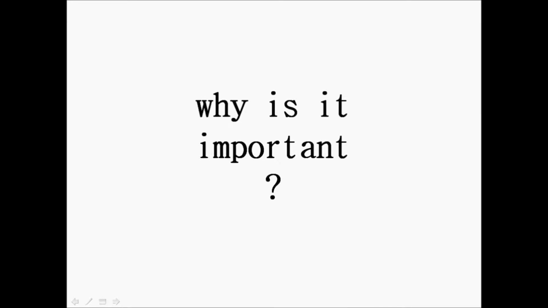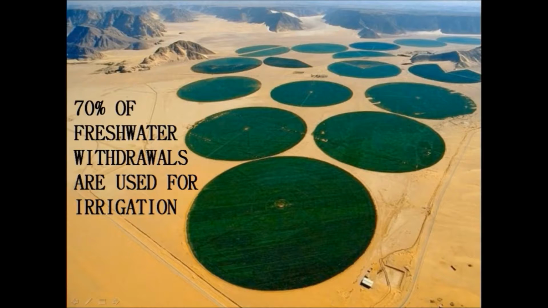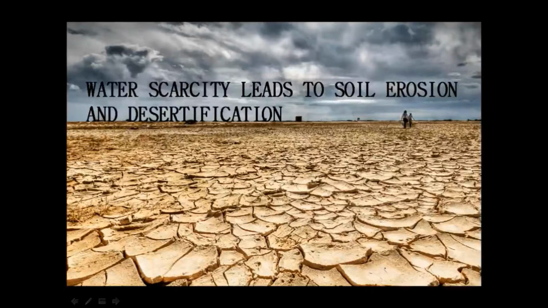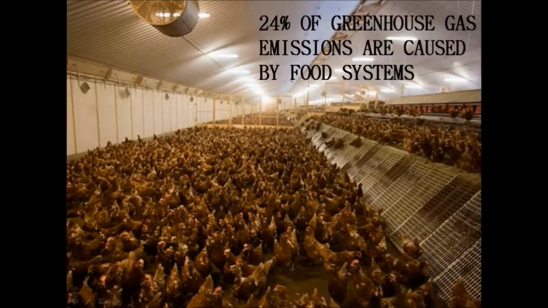Current food systems have a very big impact on the environment. 70% of freshwater withdrawals are used for irrigation. And excessive water use leads to a number of negative consequences, amongst which soil erosion and desertification. On top of this, food systems are responsible for 24% of greenhouse gas emissions globally.